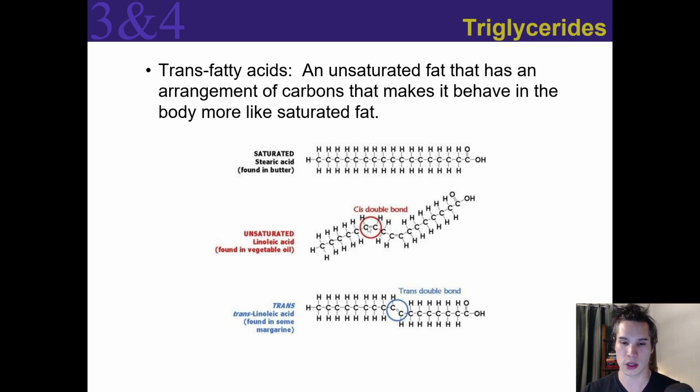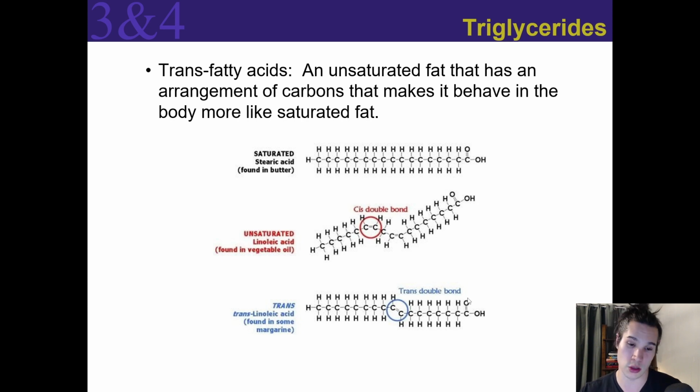If you notice here, from this double bond, this carbon moves down at that angle, and this carbon moves down at the same angle, just in the opposite direction. So this is a cis double bond because both of these carbons move down at the same angle, just in different directions. Now, if you look at this trans double bond, you would have to rotate this molecule going up, but from that double bond, one carbon goes in the downward direction, whereas the other one goes in the upward direction. So structurally, this molecule will behave more like a saturated fat.